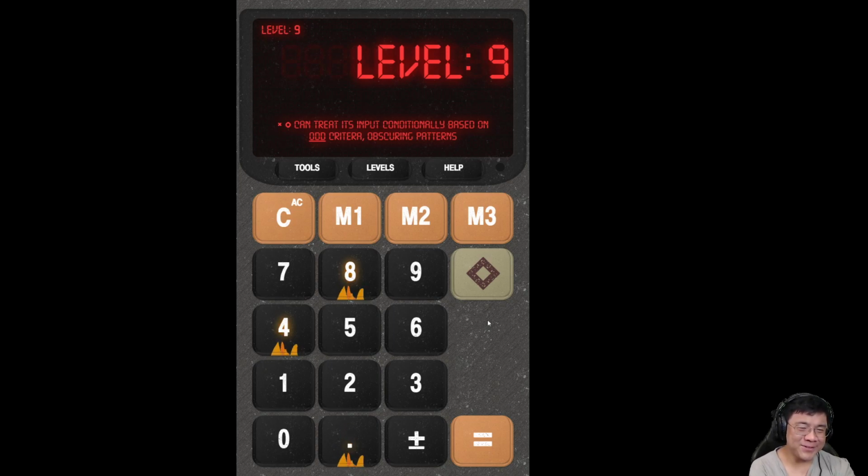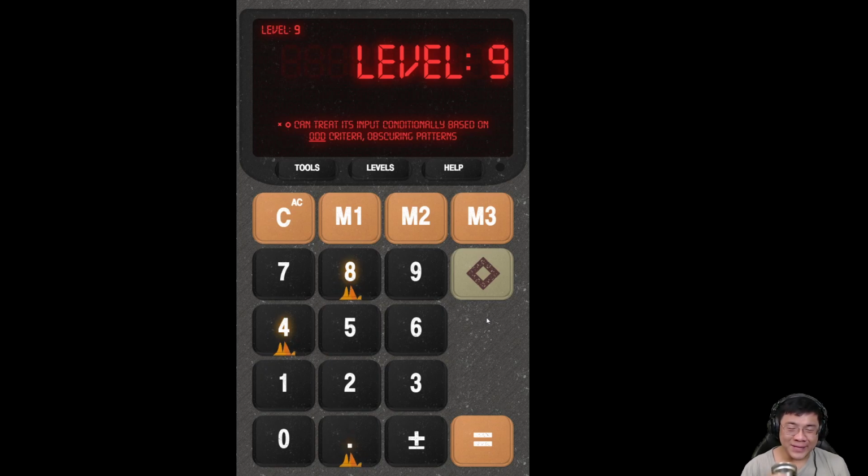Can treat its input conditionally based on odd criteria. What obscuring patterns? Oh, so that's basically like saying if I give it like a 6 and I give it a 7, even though it's applying the same formula, it can have an if statement that says if it's a 7, do something really crazy. Maybe. Wow, that's how I interpret that.